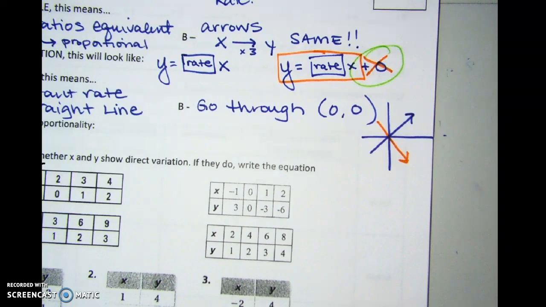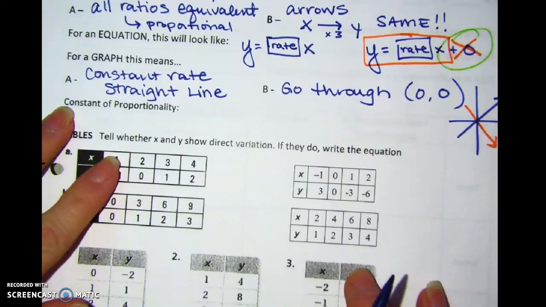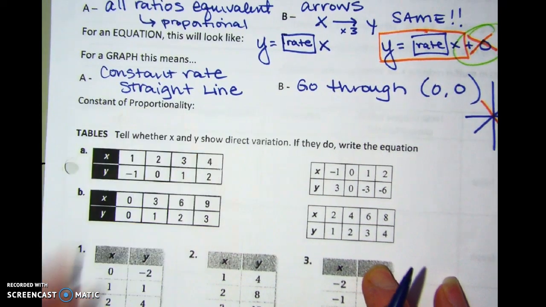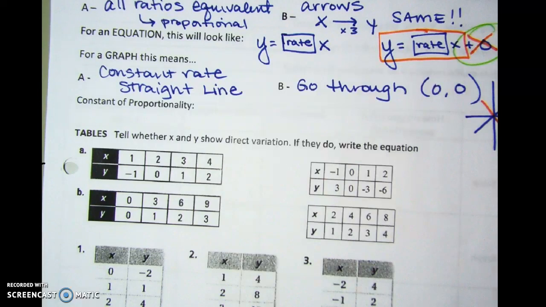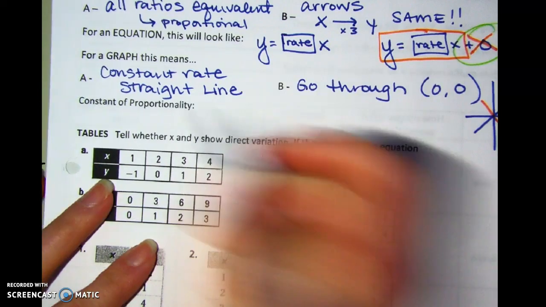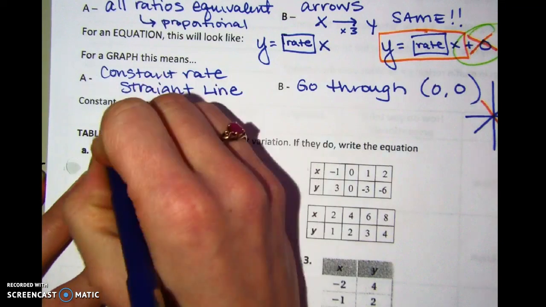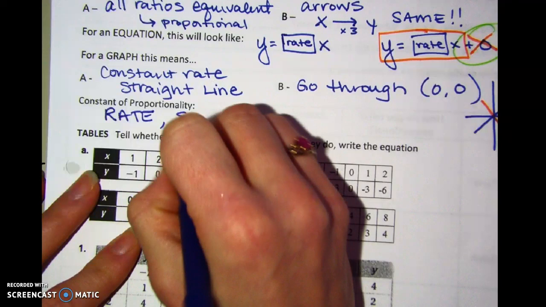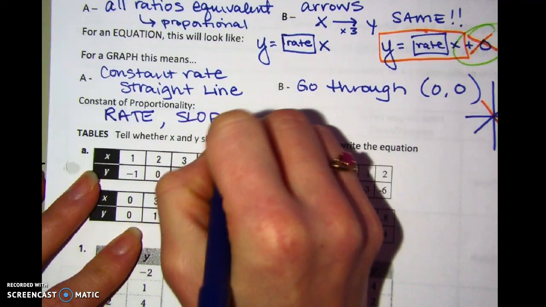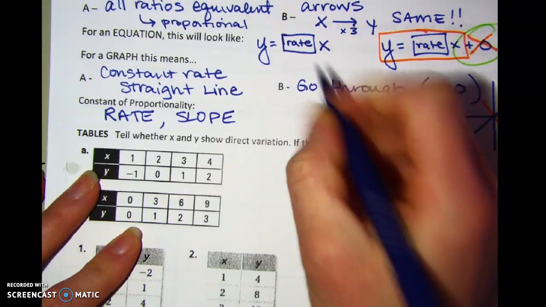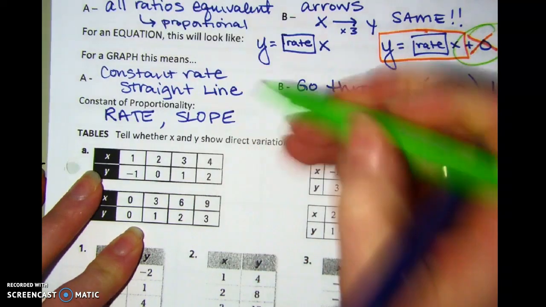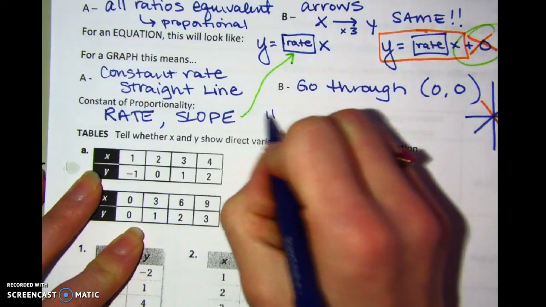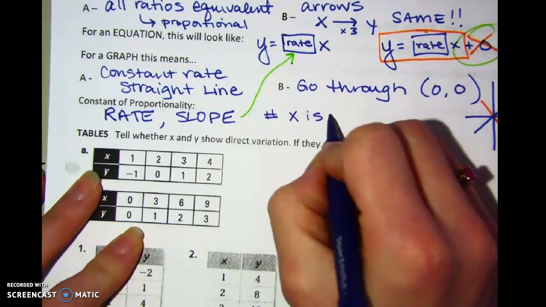Okay? And then this last thing here on this top notes part is constant of proportionality. You won't hear me say that very often, but it is in your book, or if anyone else mentions it, you should know what it is. Constant of proportionality is the same thing as that rate. It's the same thing as the slope when you get into algebra or eighth grade, and it is this number in your equation, the number x is multiplied by.